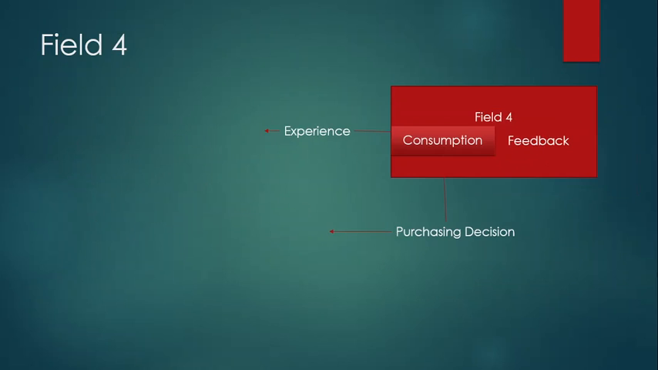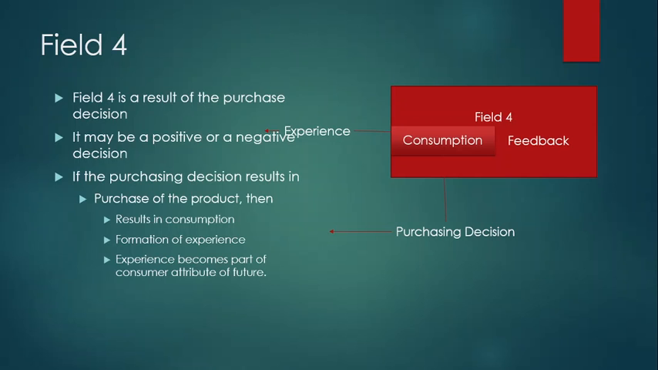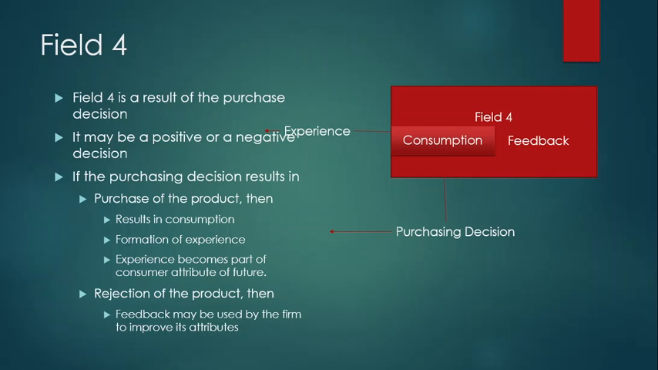Okay, next we have field 4. In field 4 we have the purchase decision, and the feedback is formed here. Field 4 is all about the purchase decision. The purchase decision can be negative or positive. If the purchase decision results in the purchase of the product, it is called positive, which results in consumption and formation of experience, and the experience becomes part of the consumer attributes of the future.